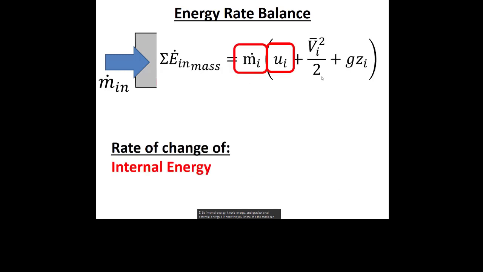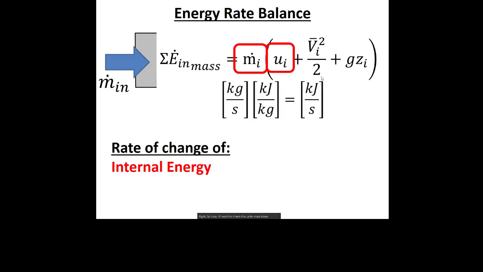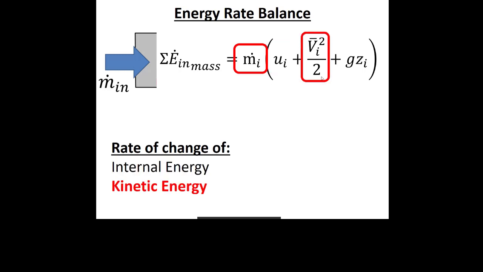So now if I want to check the units, mass times specific internal energy: mass flow rate is kilograms per second times kilojoules per kilogram. The kilograms cancel and I get kilojoules per second, which is power, energy per unit time.